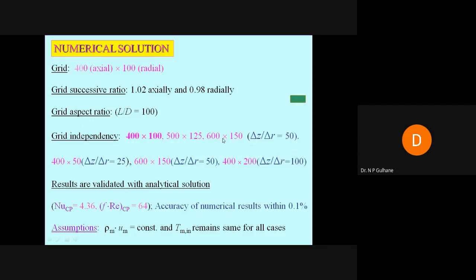So for 50, these are the grid spacing. Or for delta Z by delta R 25, these are the grid points. For delta Z by delta R 50, these are the grid points. So we have to check the result for all types of grid spacings and grid aspect ratio.